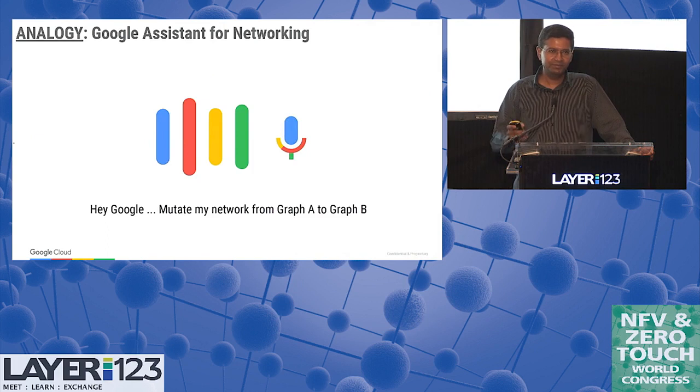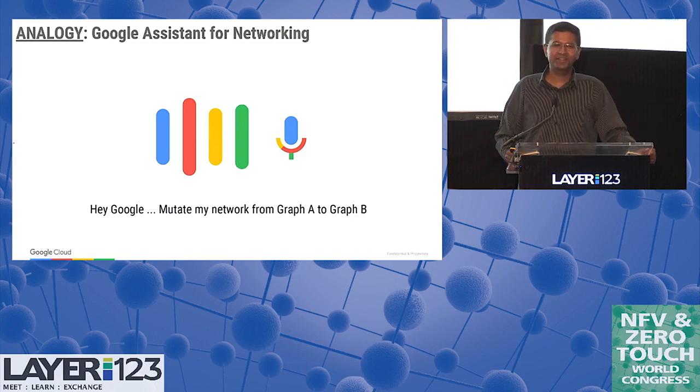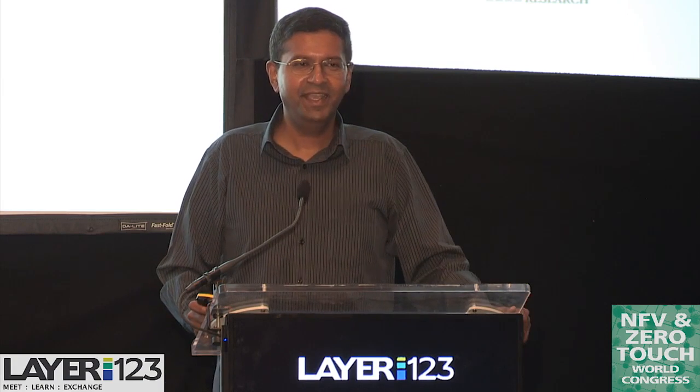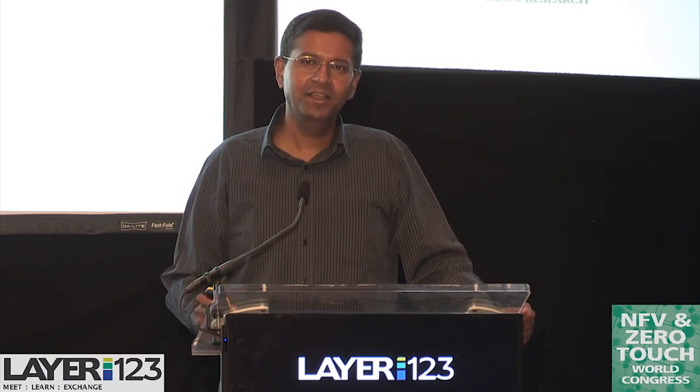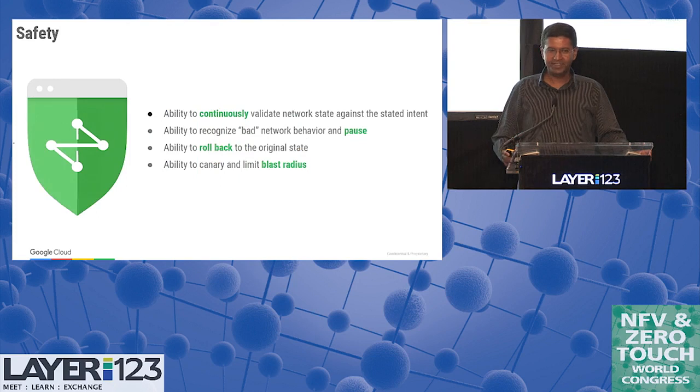So one of the slides I threw a while ago, and actually I threw that in another forum, and I want to stress here that this is an analogy. This is not a product, it's an analogy. So you would like to build something like a Google Assistant for networking, where you can go in and say, hey, Google, mutate my network from graph A to graph B. And that could be one way of solving the problem. And in this case, your intent is your graph B, that you would want to get to. Of course, there's that iffy issue of safety where you would want to be safe and ensure that this assistant doesn't run amok and just does whatever it pleases. So you would want the ability to roll back, continuously monitor what's happening, and be able to protect the blast radius if things do go bad.